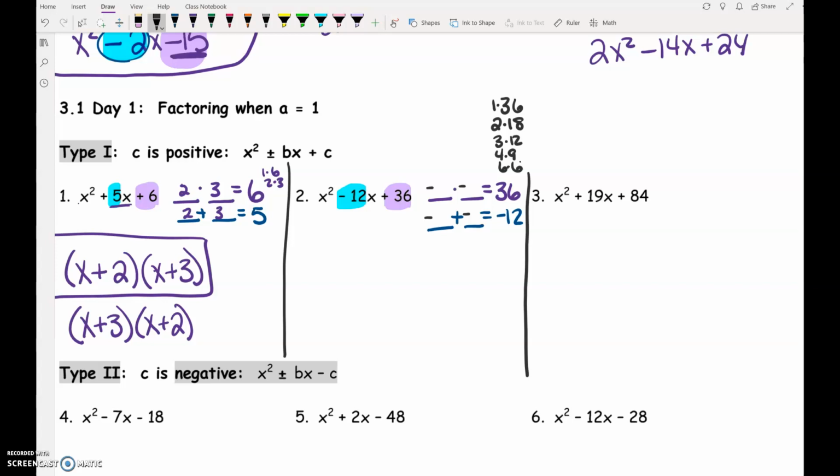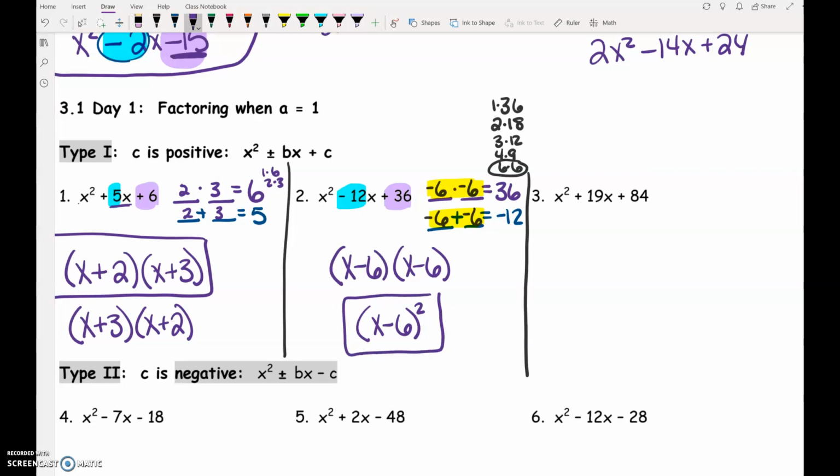So to get negative 12, we would have to do negative 6 times negative 6, negative 6 plus negative 6. Notice you have to use the same pair of numbers both times. You can't use one pair of numbers for the first blank and a different pair. It has to be the same pair. So our factored form is x minus 6 times x minus 6. And this would be further reduced by saying x minus 6 squared. If both parentheses are exactly the same, you can write one set of parentheses squared.